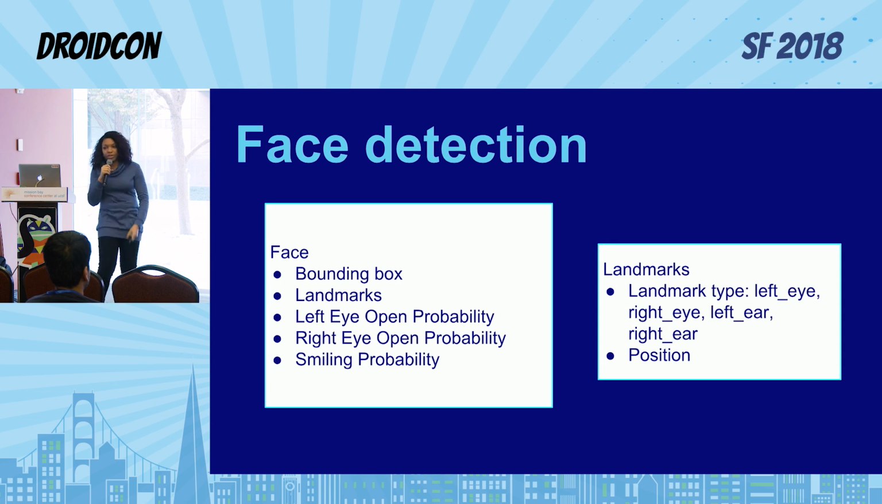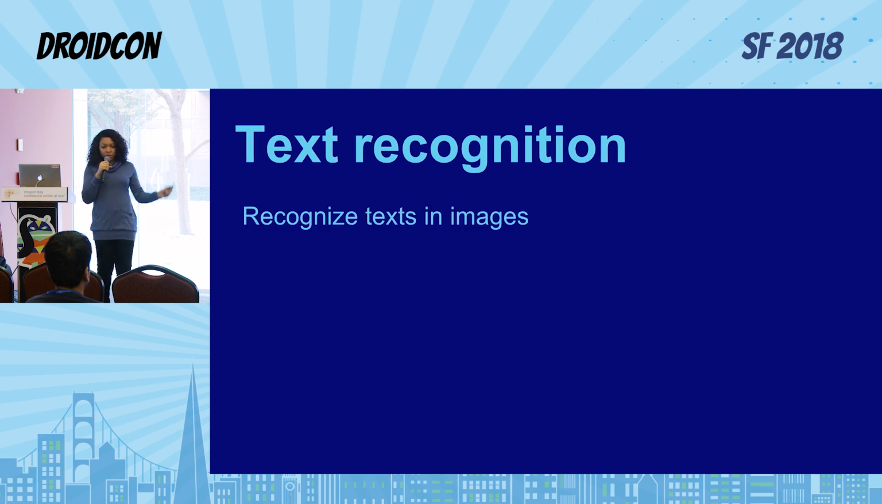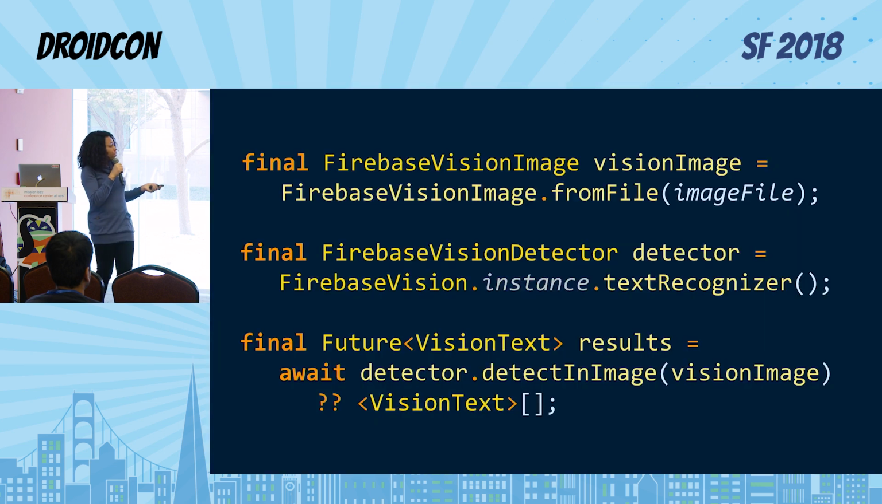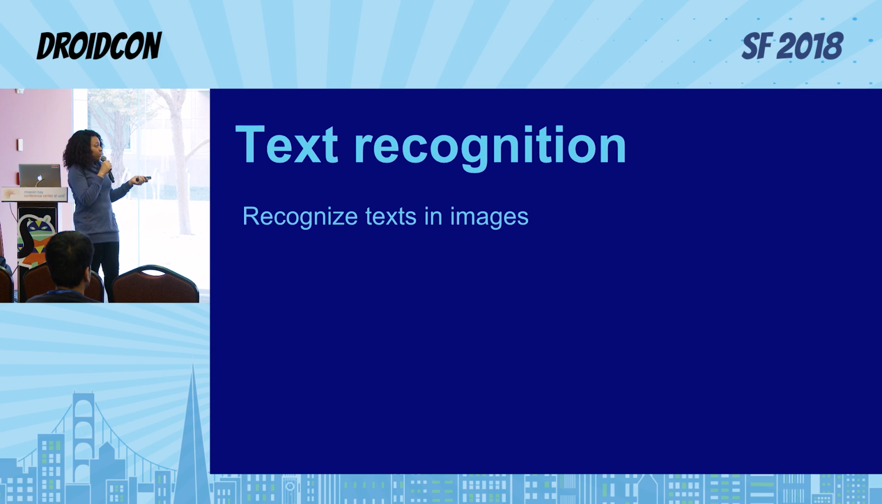So for text recognition, just like the name says, recognize text in an image. So you would give the API an image, and it'll spit out vision text. So it'll spit out the vision text, and this is basically what it looks like.